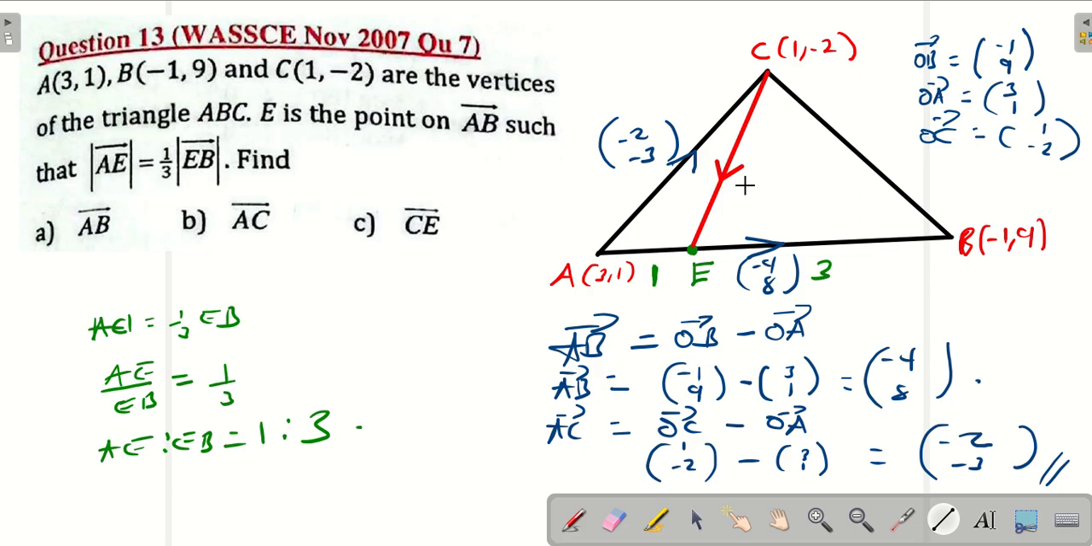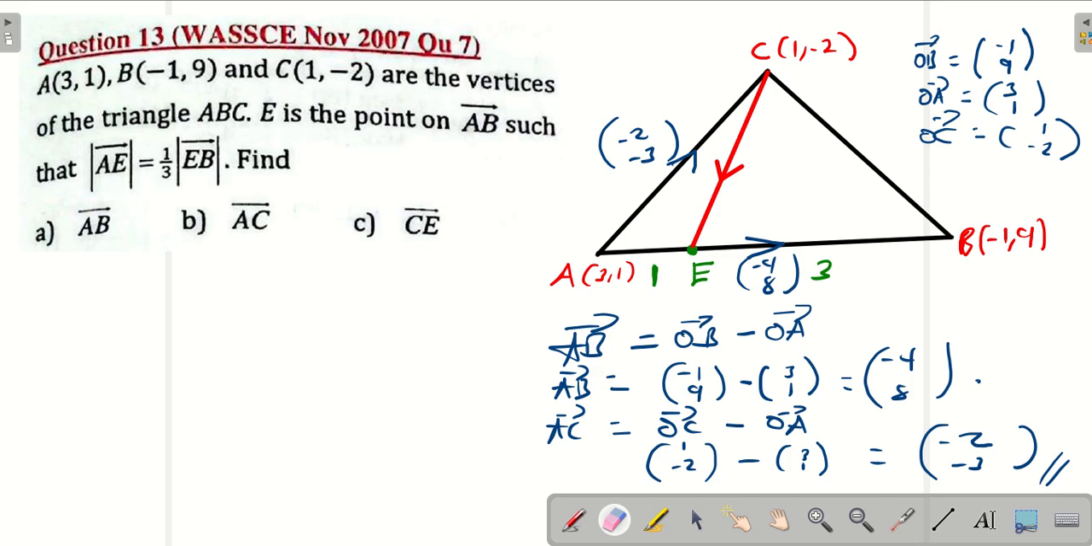We are finding C. So we still have to apply the midpoint, this time the ratio formula, is that right? To find C. Now take note that always this is a unit vector, goes with this. Then this side must also go with what? Must also go with. So let me just write this one here. This must also go with this. That's the rule.